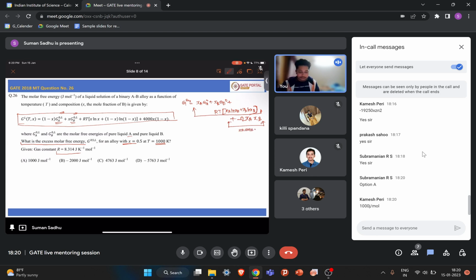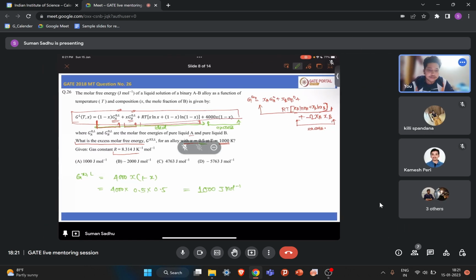So here if you see this equation, a similar kind of equation is there. This is XA, that means 1 minus XB, into GA naught plus XB GB naught plus RT (XA ln XA plus XB ln XB). So up to this part it is ideal, and this part is your excess. So that means your G excess is 4000 x into 1 minus x. Now x is given, that's 0.5. So 4000 into 0.5 into 1 minus x, which is also 0.5. So how much will it come? 1000 joule per mole. Yes, Kamesh, you have given the correct answer. Subramaniam, you also have given the correct answer. So I think everyone understood this question, right?